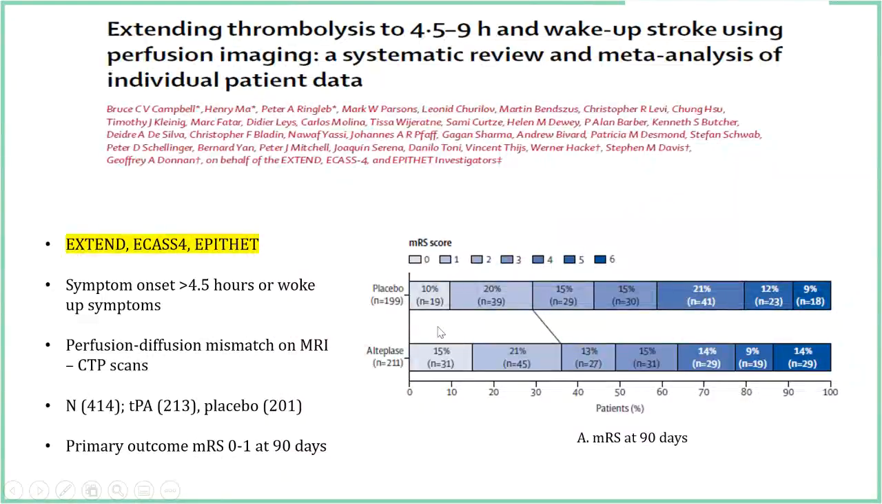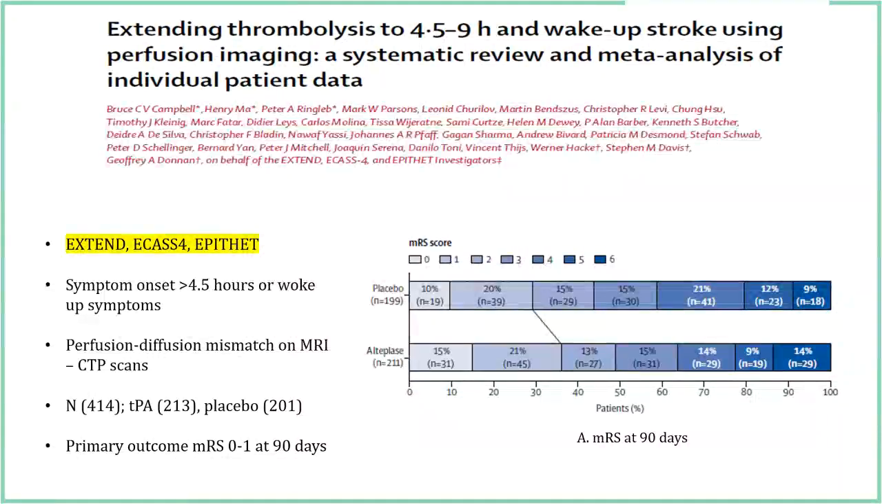And we can see again the number of patients who were able to achieve an mRS of 0 to 1 at 90 days was significantly higher in the Alteplase group. And this is a pooled meta-analysis from all the studies in the extended window period of time.